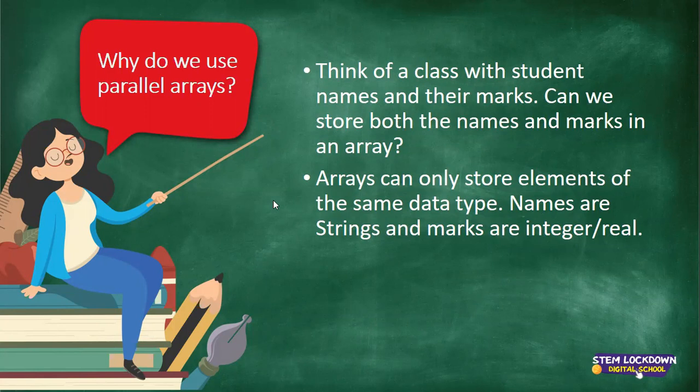I need to work with or store both of them at the same time. Now, we know that arrays can only store elements of the same data type. So the names array would be string type, and the marks array could be integer or real type, because that would be the mark out of 20 or maybe a percentage out of 100. Now, there's already a problem there. So the one is a string, the other one's an integer. But we know that an array can only store one type of element. I may have a problem here.